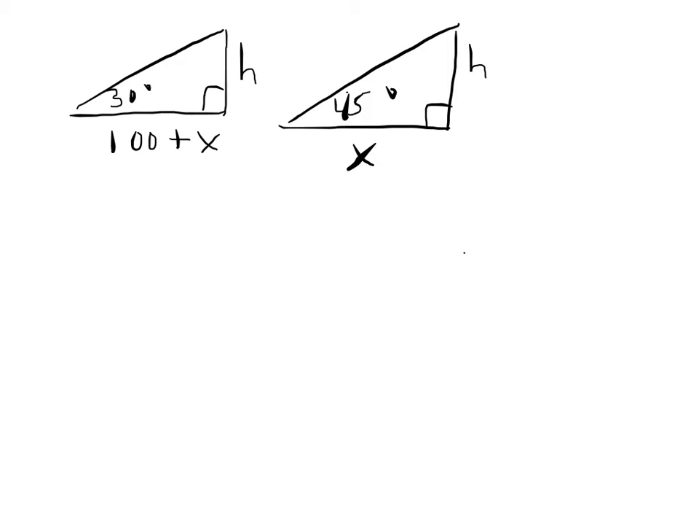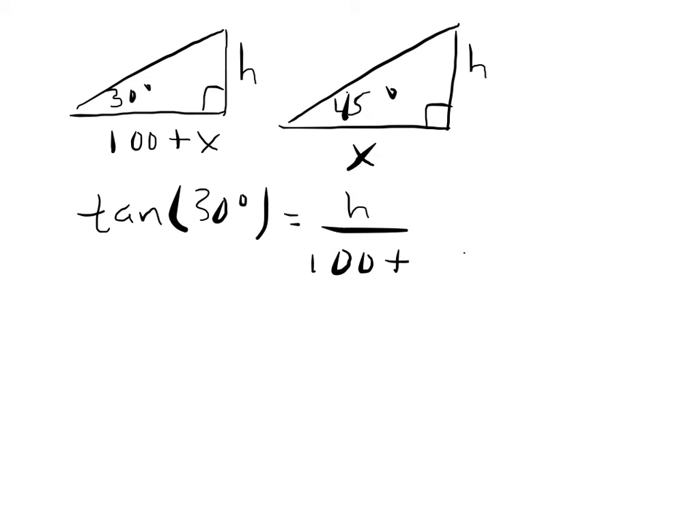So, if I look at relative to the acute angle in each right triangle, I've got the opposite leg and the adjacent leg. So I can set up a trig ratio here involving h's and x's and those angles. So the tangent of 30 degrees equals h over 100 plus x, and the tangent of 45 degrees equals h over x.